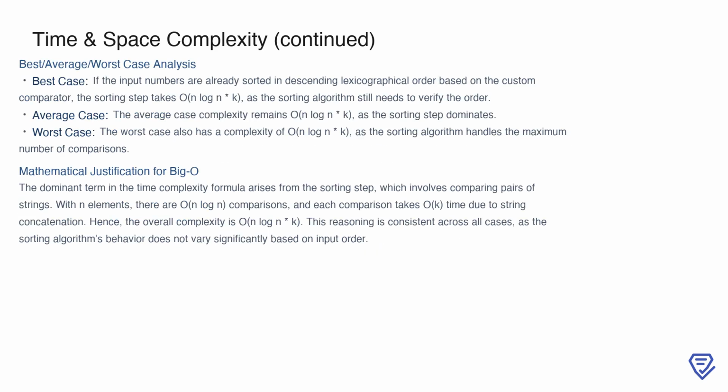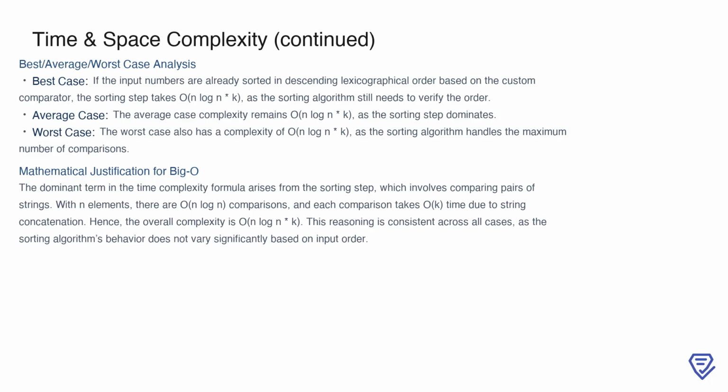Now, let's analyze the time complexity across different cases. In the best case, if the input numbers are already sorted in descending lexicographical order according to our custom comparator, the sorting step still takes O(n log n * k) time, as the sorting algorithm needs to verify the order. In the average case, the complexity remains O(n log n * k), as this step continues to dominate the overall computation. Similarly, the worst case also has a time complexity of O(n log n * k), since the sorting algorithm handles the maximum number of comparisons in this scenario.